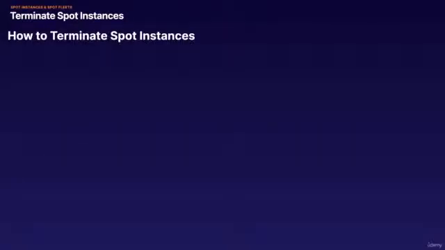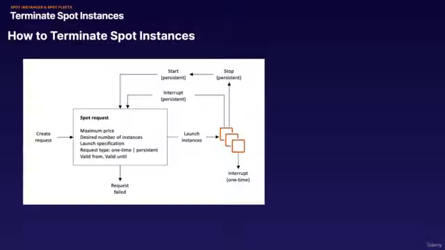So let's look at how we can terminate spot instances. And in order to understand how we do it, we first have to understand how spot instances work. So the first thing you do is you create a request. And your request will contain things like your maximum price, the desired number of instances, the launch specifications, so what type of EC2 instance, what type of AMI, etc.